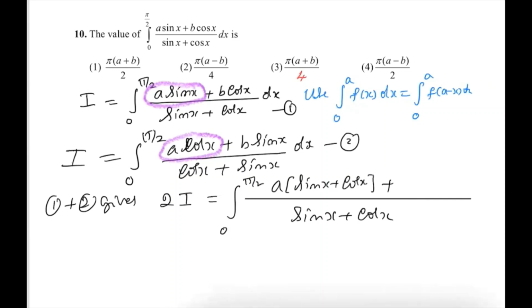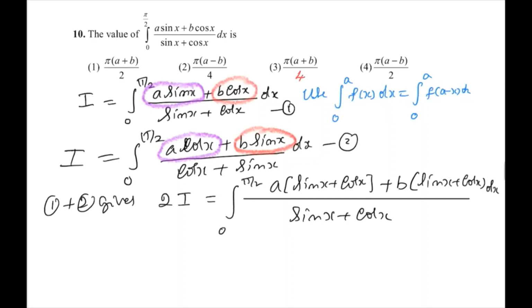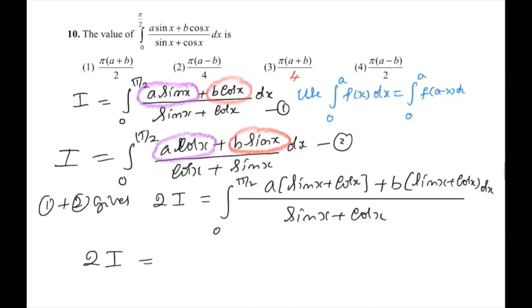Now adding these two, b cos x plus b sin x, take b as a common factor. Again sin x plus cos x dx. Now 2I equal to integral 0 to pi by 2. So divide sin x plus cos x by sin x plus cos x. That becomes 1. And also this by sin x plus cos x, 1 you get.